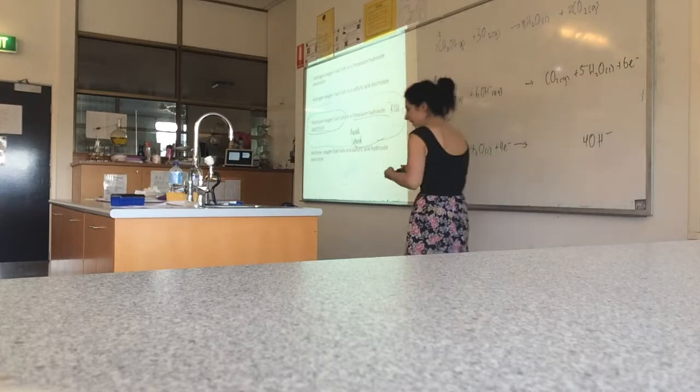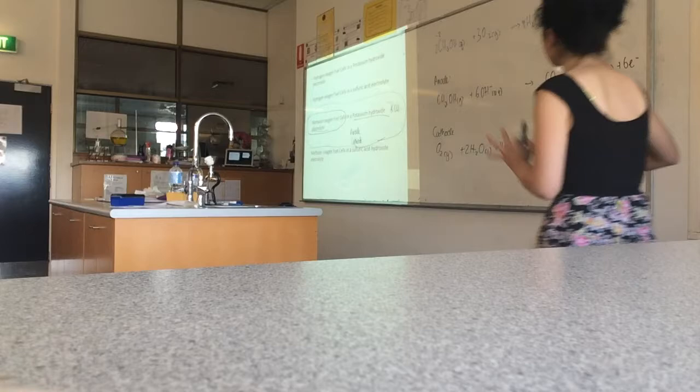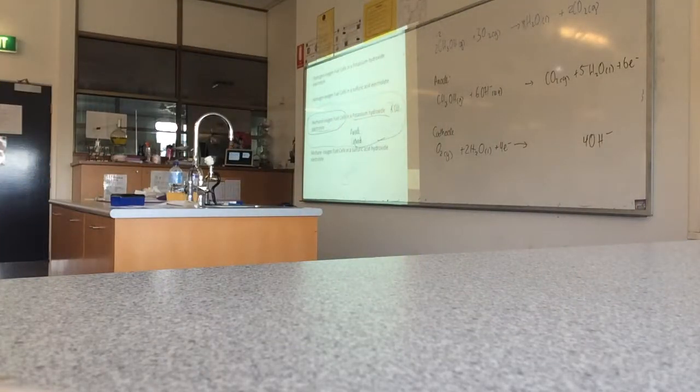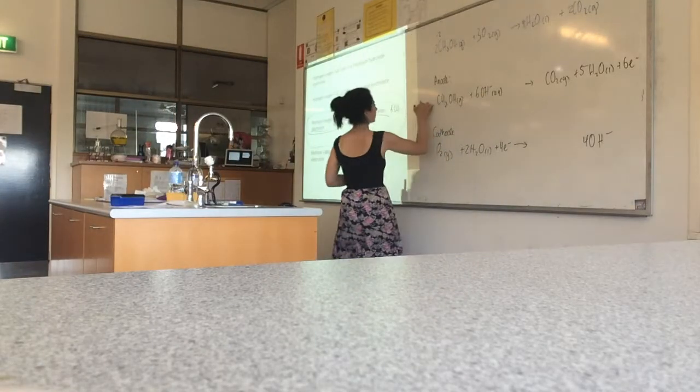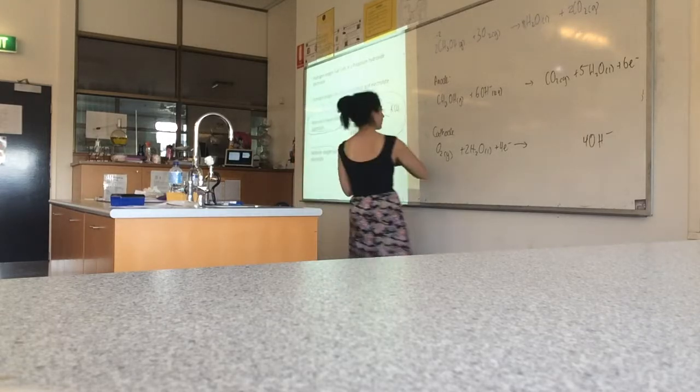Okay, it's going to be hard, I understand. What would I have to do to my electrons to make them equal? Like, what would I have to do to each half equation? Times the top one by 2 and the bottom one by 3. Very good. Times it by 2, times this by 3. Okay, you guys do it as well.